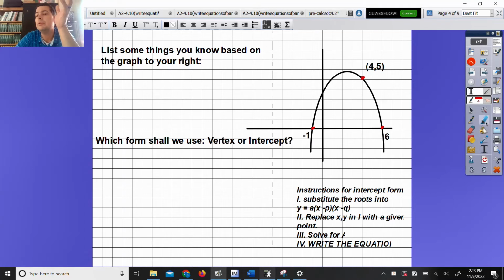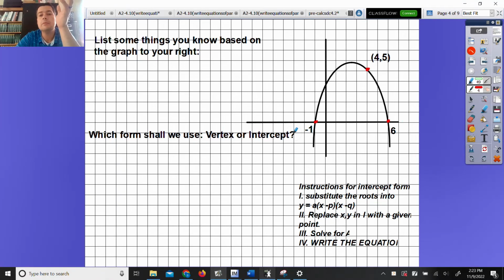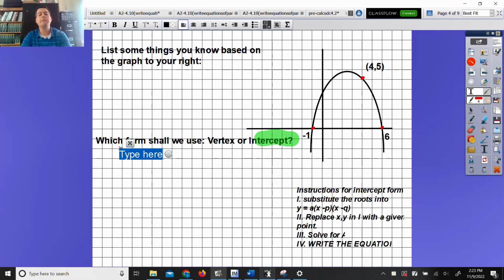We're going to use intercept form. So does everybody understand we have our roots or our x-intercepts or our zeros? So we get to use intercept form. And again, if you don't know it, keep writing it till you do. Y is a times x minus p times x minus q. It's very useful in the next chapter.